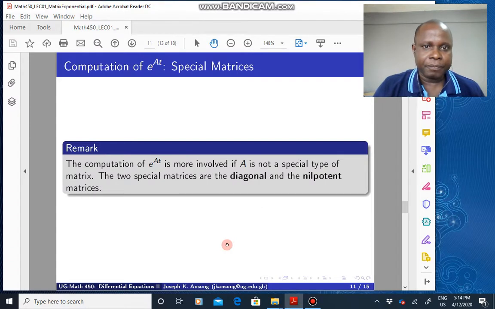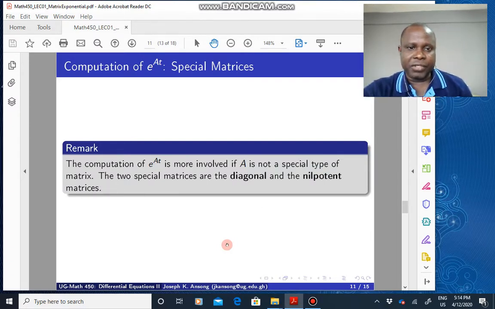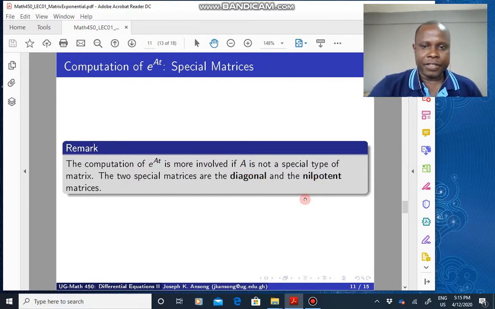All right, good. So I said that looking at the definition, it's difficult to compute the matrix exponential directly from the definition. It's quite involved. But if the matrix A is a special type of matrix like a diagonal matrix or a nilpotent matrix, then it's relatively easier to compute it. So we're going to look at the diagonal matrix, and then later on in the next lecture we'll look at nilpotent matrices, and then generalized eigenvectors.